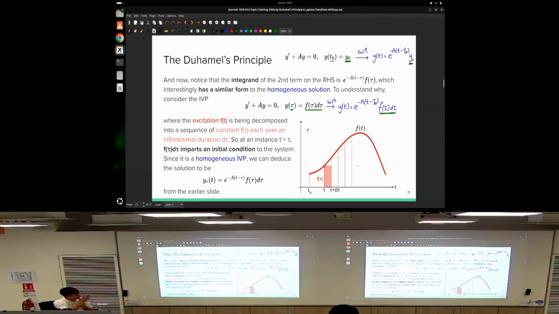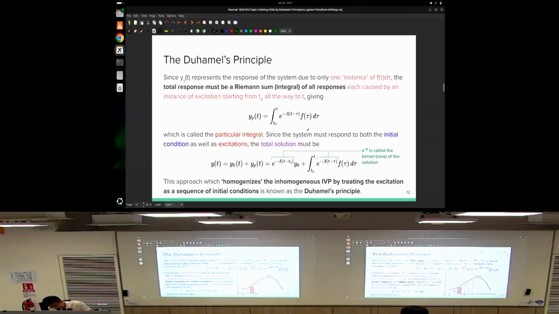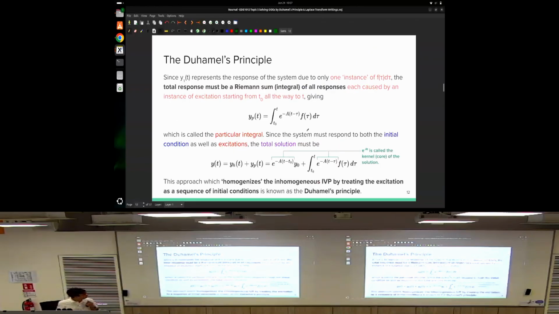So therefore, that is Duhamel's principle. By treating the external excitation as a series of initial conditions, I can actually get the total solution. I'm going to stop here. So this is the most important takeaway today. Why do I say most important?